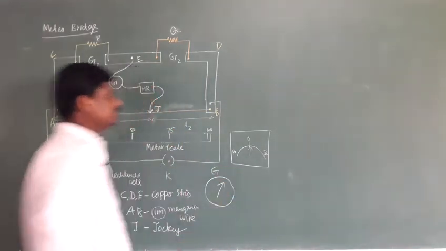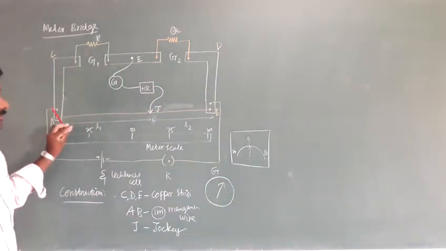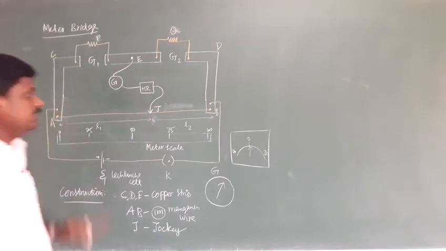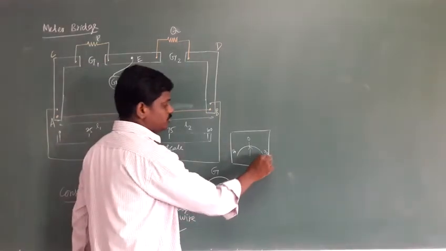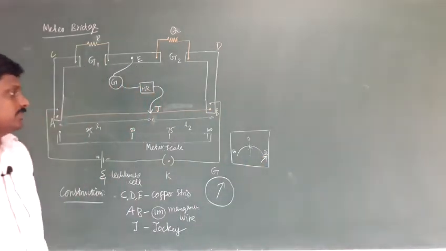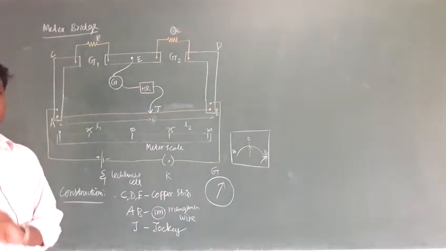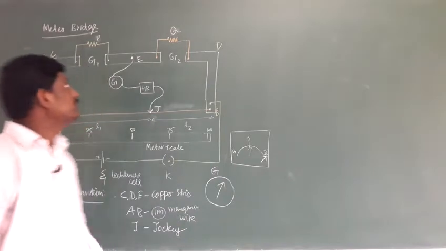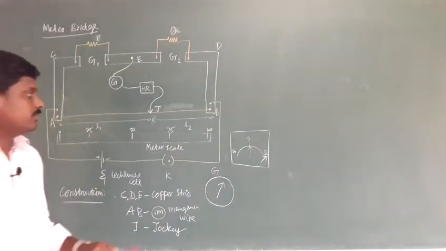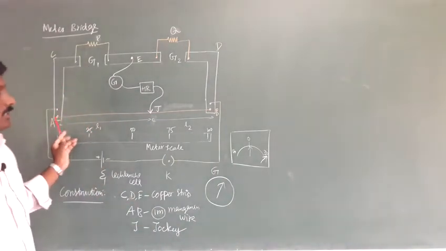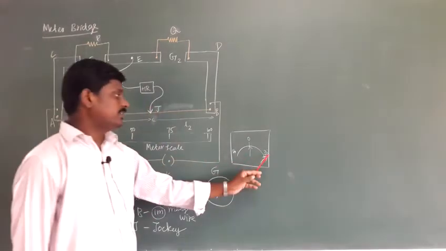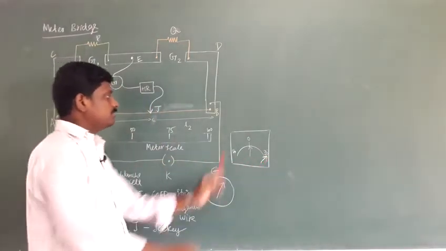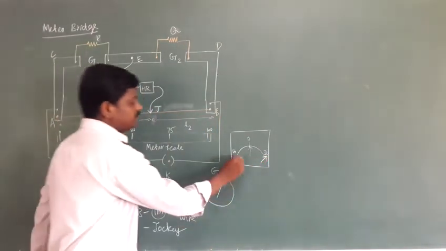Initially, if we touch A using the jockey, the galvanometer shows a deflection in the opposite direction. In the experiment, in the lab, that is the meter bridge. If we touch A, the galvanometer shows the deflection on the B side. If we touch B, the galvanometer shows on this side.